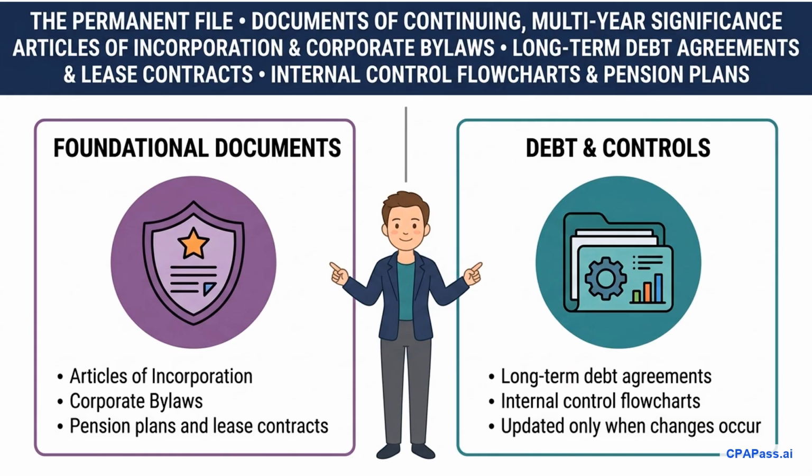Key items to memorize for the exam include the client's articles of incorporation, corporate bylaws, and long-term debt agreements. You will also find internal control flowcharts, pension plans, and long-term lease contracts here. These documents provide the historical and legal framework of the client. When auditing these areas, you refer back to this permanent file to ensure current year transactions align with these foundational agreements.